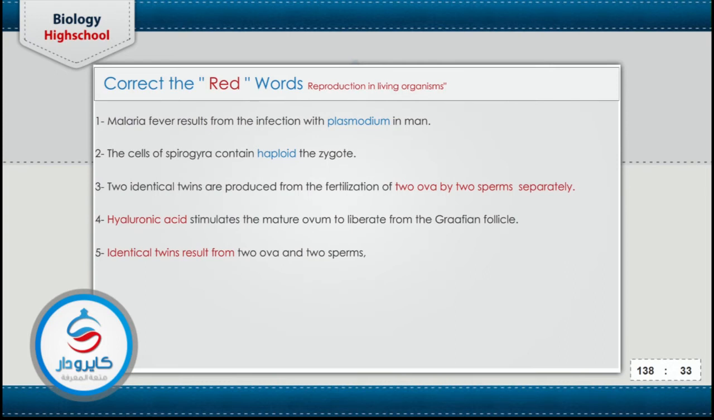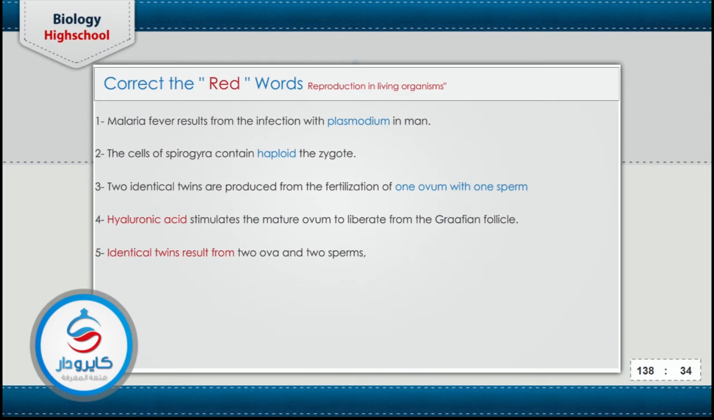Two ova by two sperms form the fraternal twins, but the identical twins are formed due to the fusion of one ovum with one sperm only, which divides after that into two embryonic masses, each developing to form an embryo. So the two identical twins are similar to each other in sex, blood group, skin color, hair color, and eye color. They are genetically similar to each other.